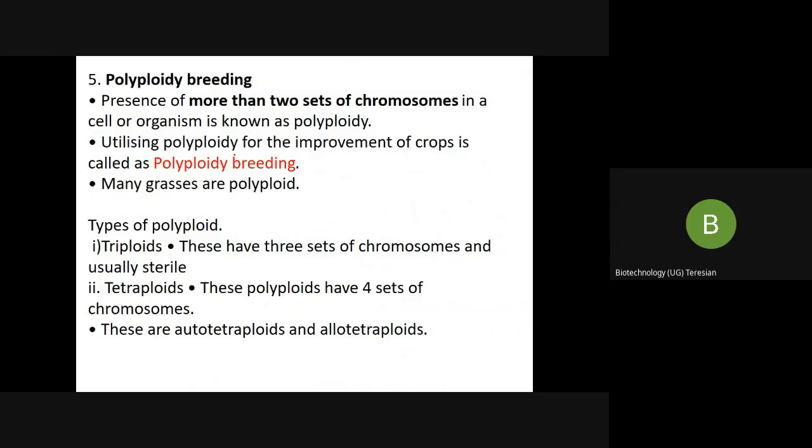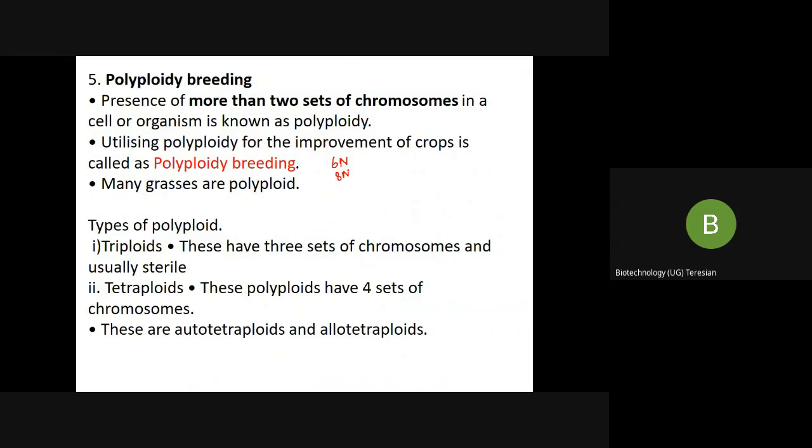So utilizing this technique of polyploidy for improvement of crop is called polyploidy breeding. And polyploid plants are available naturally also, like almost all your grasses, which you see, are all polyploids. Also the endosperm of the plant is a triploid. The wheat variety is a hexaploid. Hexaploid means 6N. And strawberry is an octoploid. These are some of the natural examples, and many more are there.